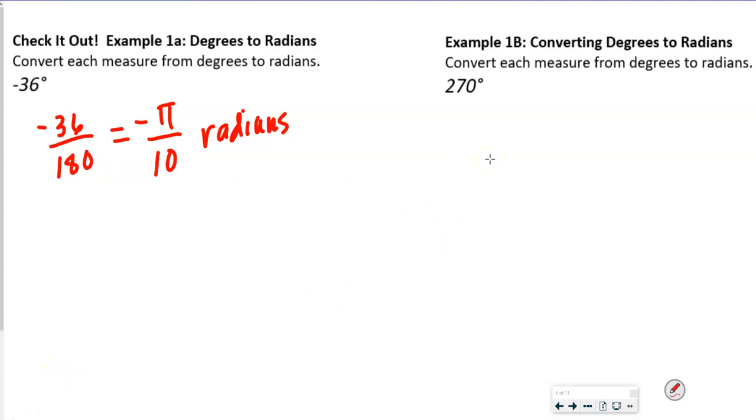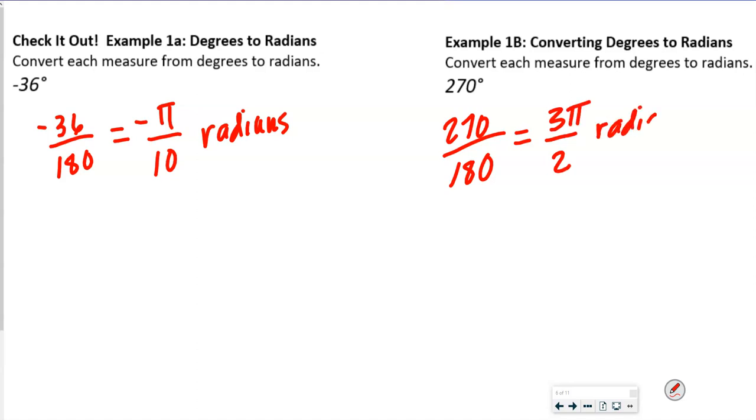Be another you try, y'all. So go ahead and do that one. 270 divided by 180 is equal to, you got 1.5, which you should all know is 3 over 2, so it's 3 pi over 2, again, radians.